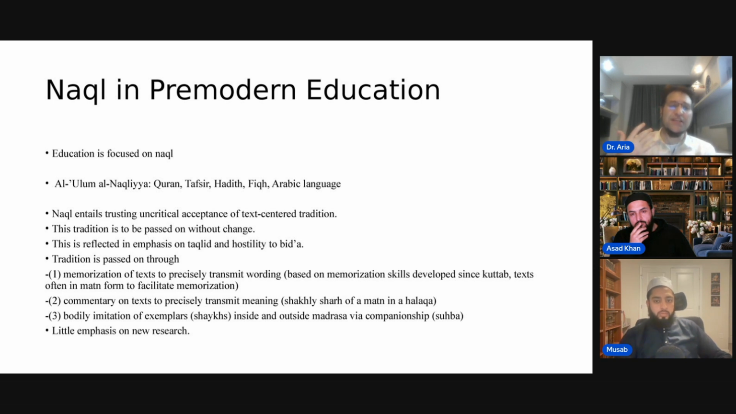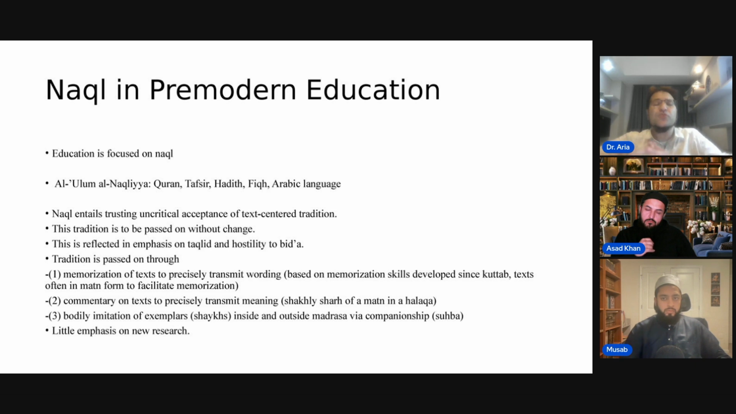You should eliminate shak, and you should have iman. And this tradition is supposed to be uncritically accepted without change. You're not supposed to change it, you're supposed to accept. So this is reflected in ideas like taqleed, accepting what has been received, accepting interpretations of these scriptural texts that have come down to you from more knowledgeable individuals in the past. And also a hostility towards bid'ah, to changing this tradition based on innovation.